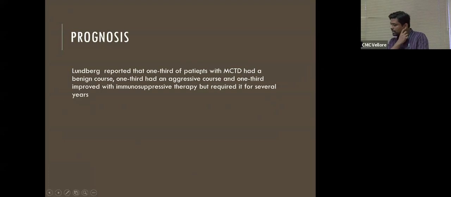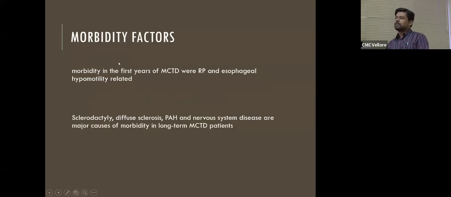Prognosis: Lundberg had reported that one third of the patients with MCTD will have very severe disease, one third will have an aggressive but manageable disease, and one third will have very benign disease. So not all patients of MCTD are mild, and they are actually of different types. Mortality is around 10%, similar to lupus at 10 years, mostly from the pulmonary involvement, pulmonary hypertension. Usually these are the patients who die.